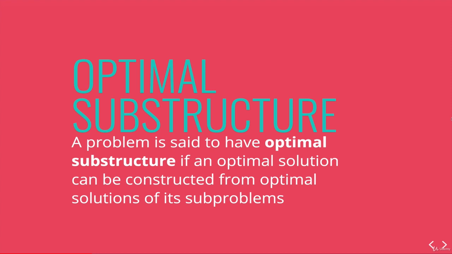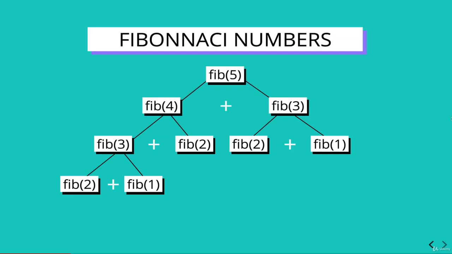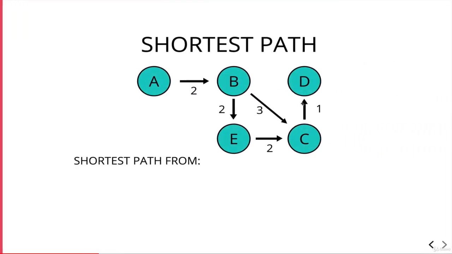Optimal substructure. So a problem is said to have optimal substructure if the optimal solution for a bigger problem can be constructed from the optimal solutions for its subproblems. So that's the case for these Fibonacci numbers, definitely. We find Fibonacci of 5, the optimal solution for Fibonacci of 5 also depends on the best solution for Fibonacci of 4 and 3. That's the very definition of it. But here's another example that might make it clearer.